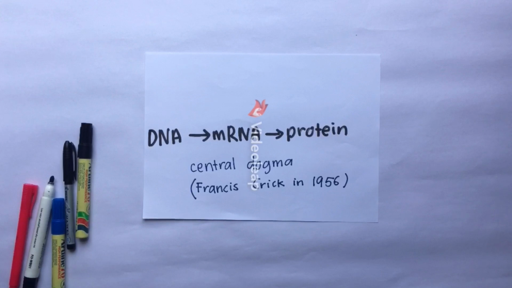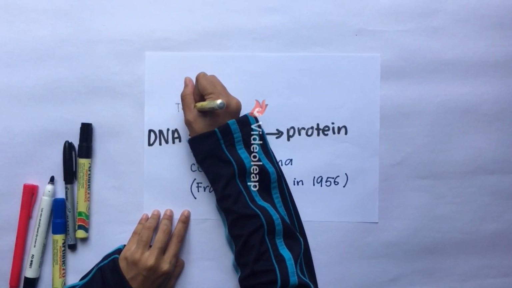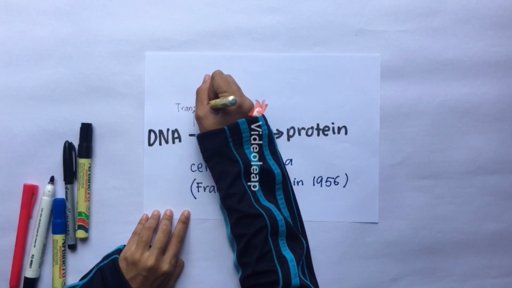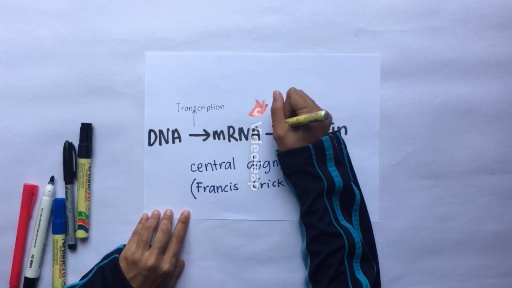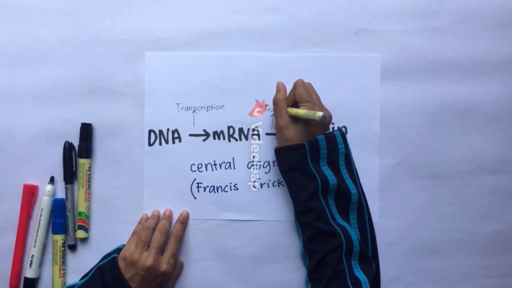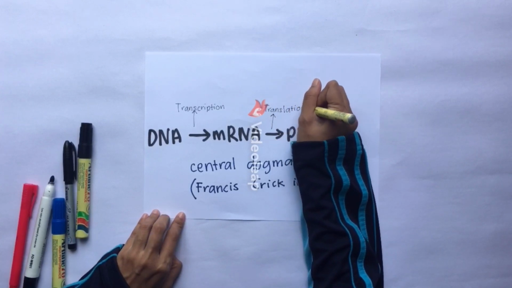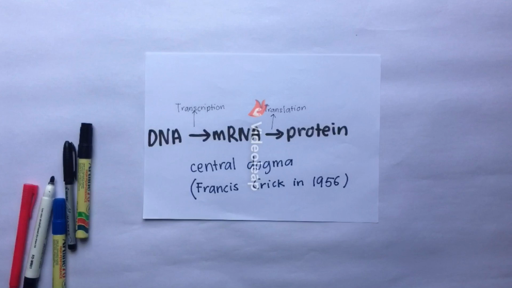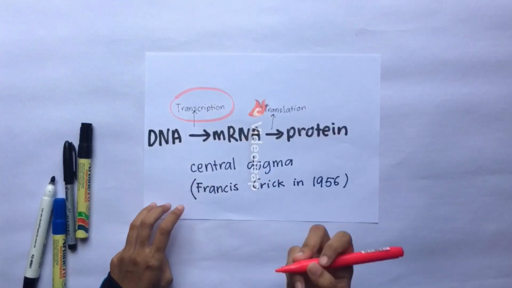The process of DNA to mRNA is called transcription, while the process from mRNA to protein is called translation. So, in this video, we are going to discuss transcription.